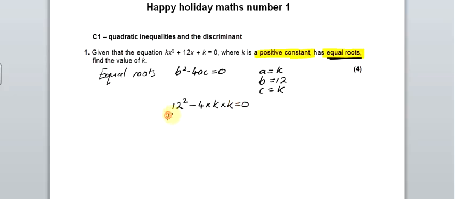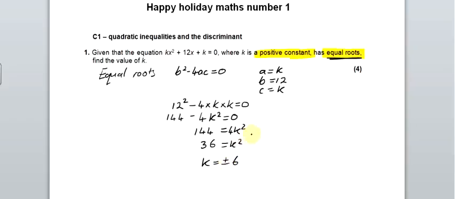And we'll tidy it up. 144 minus 4k squared equals 0. And we can rearrange, so we'll have the 144, and that equals 4k squared. Divide through by 4, so half of 144 is 72, and half of that is 36. So 36 equals k squared, and that means that k equals plus or minus 6 when you square root it.